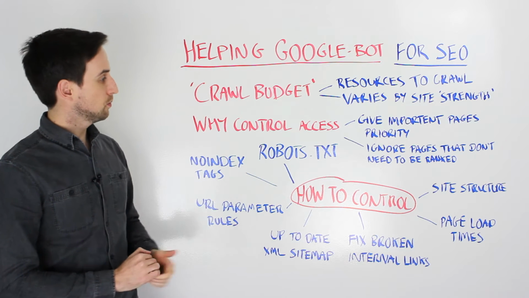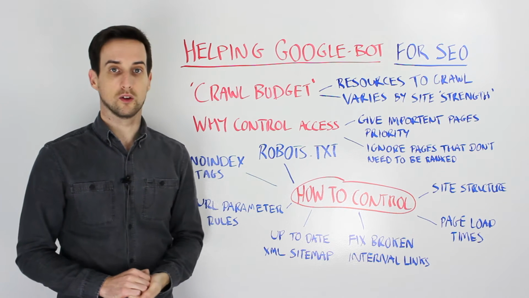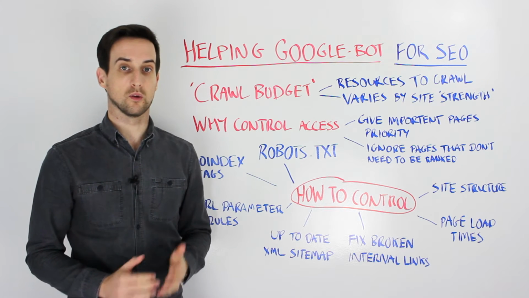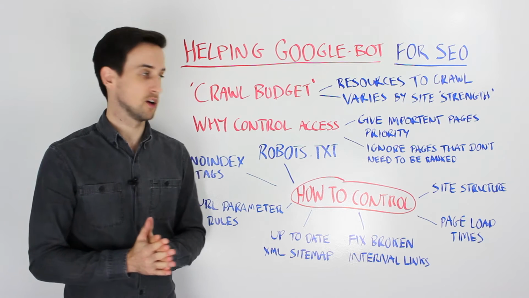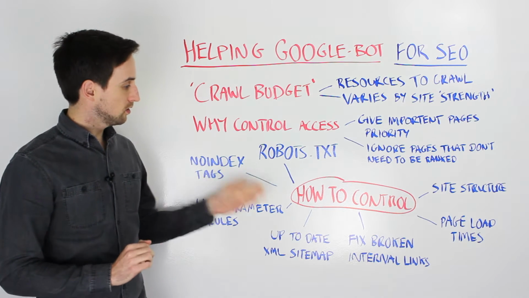So we're making the most of this crawl budget by telling Google what pages are the ones that we really want to be crawled every time, and to ignore the ones that aren't so good. So how can we do that?